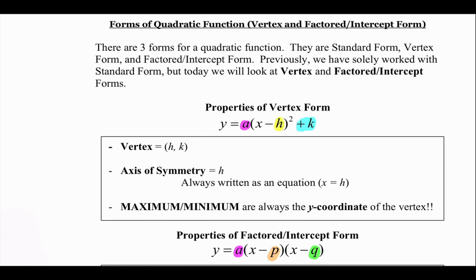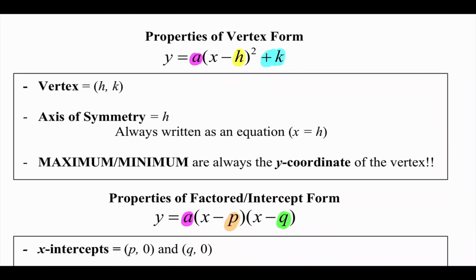Vertex form is one of the nicer forms. Why? Because it does a lot of the work for you. With standard form, we had to do some work to find the axis of symmetry. We had to go -1 times b divided by 2 times a, right? We don't have to do that today. It's given to us. Vertex form says here is the axis of symmetry, here is the vertex. H and K.